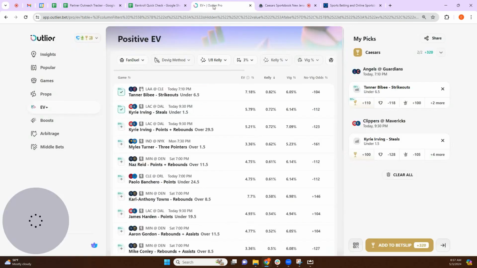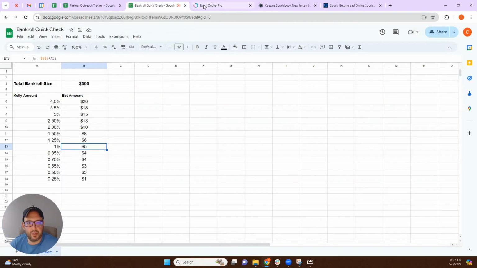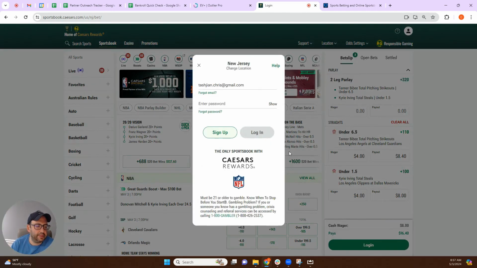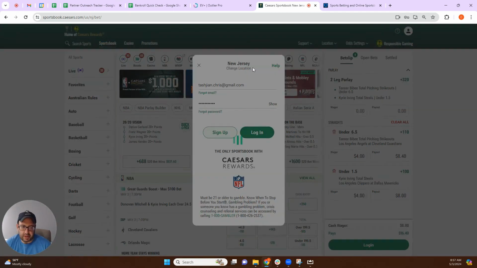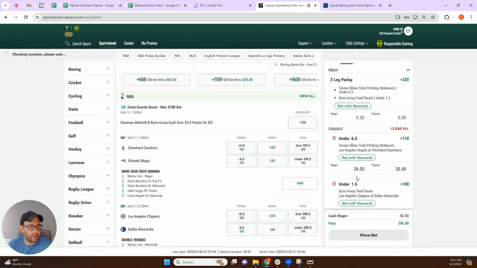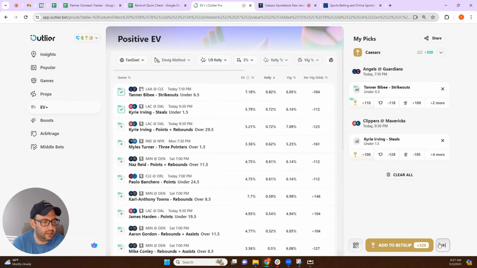There it is. And we're looking at 0.82% on the K prop, which would equate to about $4. And this 0.72 is also about $4. We're going to make our life easy. We're just going to put $4 on both of them. And after I log in here, I'm going to just kind of reiterate the relationship between recommended Kelly percent and the odds. So hopefully makes it clear for everyone. Cannot verify location. Of course you can't. Place bet. There we go. So I'm going to get these two in.